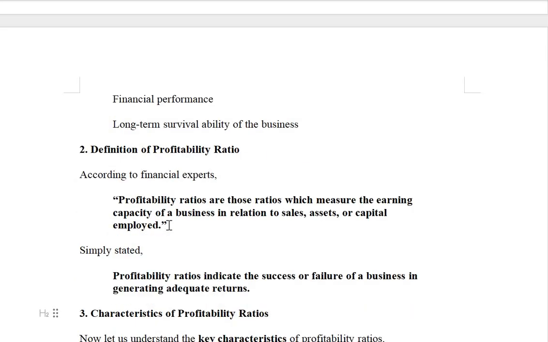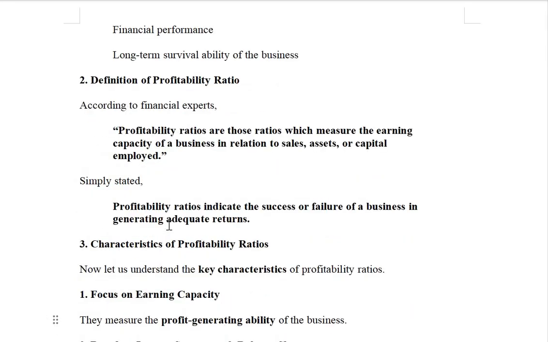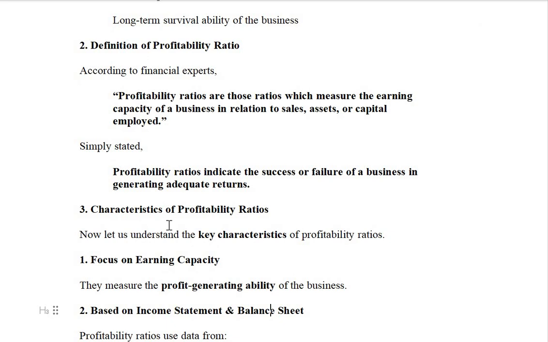The financial experts defined the term profitability ratio. Profitability ratios are those ratios which measure the earning capacity or earning ability of the business in relation to the sales, assets or capital employed in the business. Or simply stated, the profit ratio indicates the success or failure of the business in generating adequate returns. Returns always say about the profit. So when you speak about the profit ratio, it represents the profit earning capacity of the business.